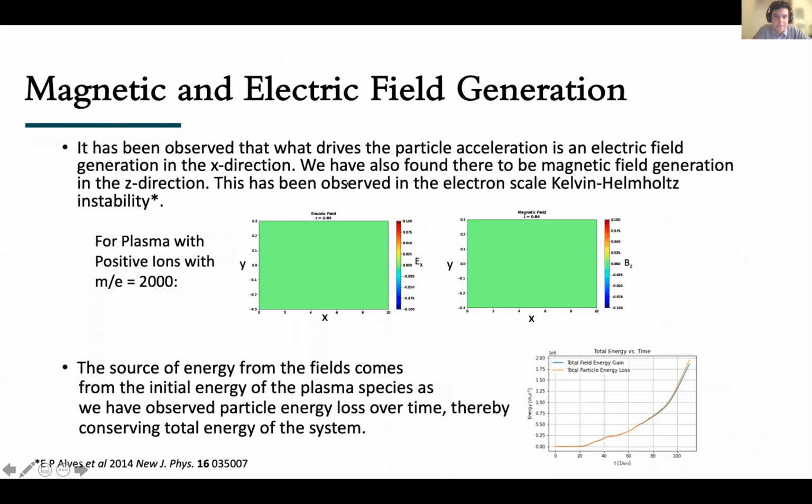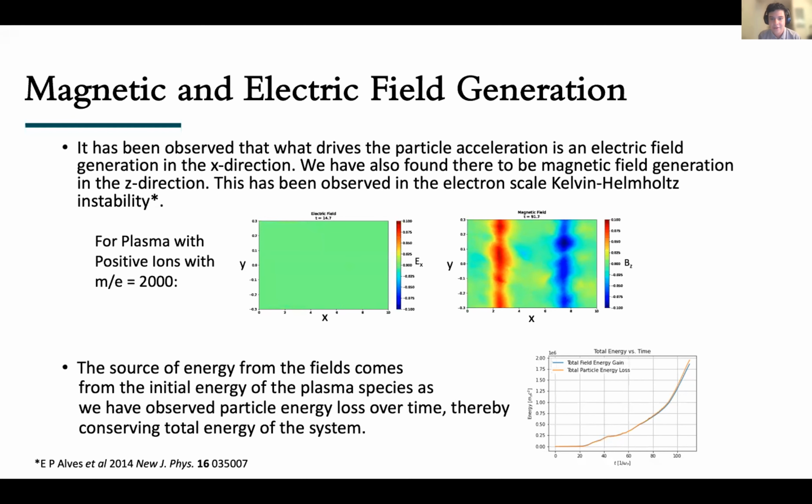We know that there's particle acceleration, so we examined how the fields change over time. What we found was a generation of the electric field at the interface between the two different layers of plasma in the x direction. This is what we believe caused the particle acceleration. We also find that there's a magnetic field generation in the z direction, pointing out of the page and into the page.